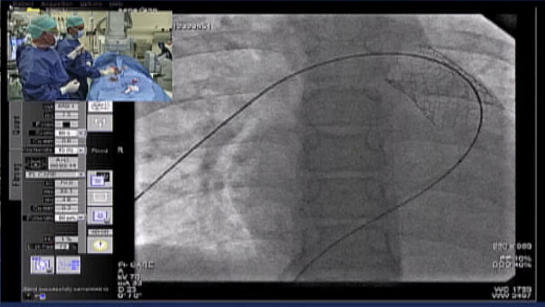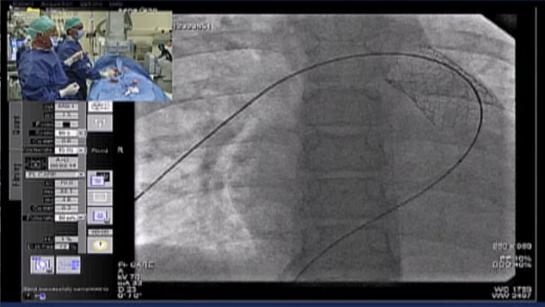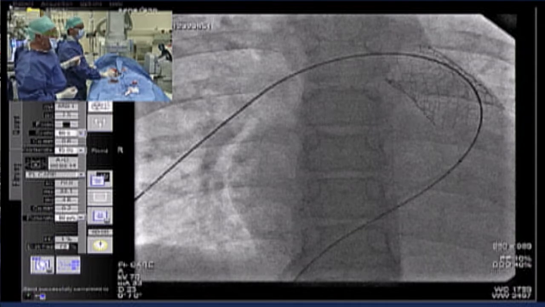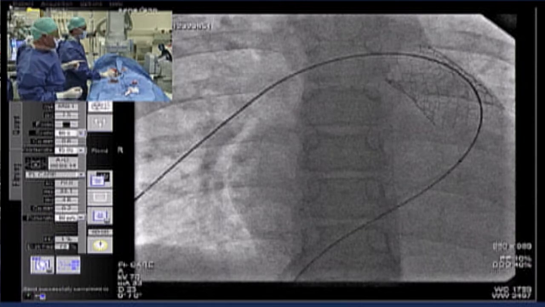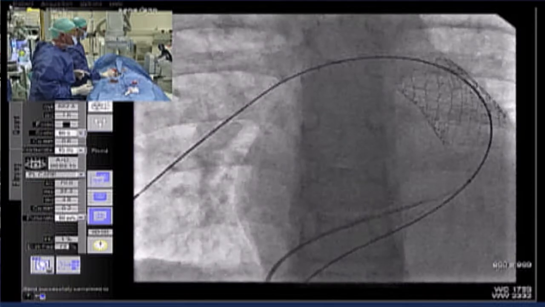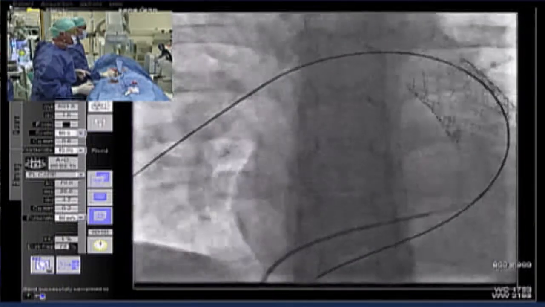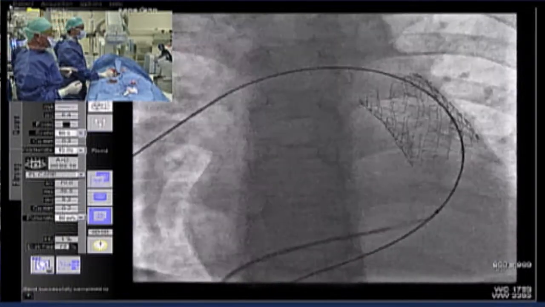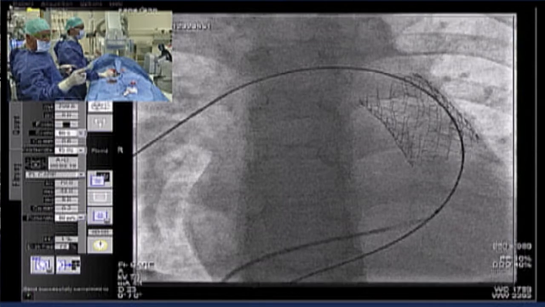We will put the FOS in cranial position. Keep going, please, while you're talking. And we just go a little bit cranial, as perpendicular as possible to the stent, so that we have a good image on that. Perfect. Okay, we can make the angio.